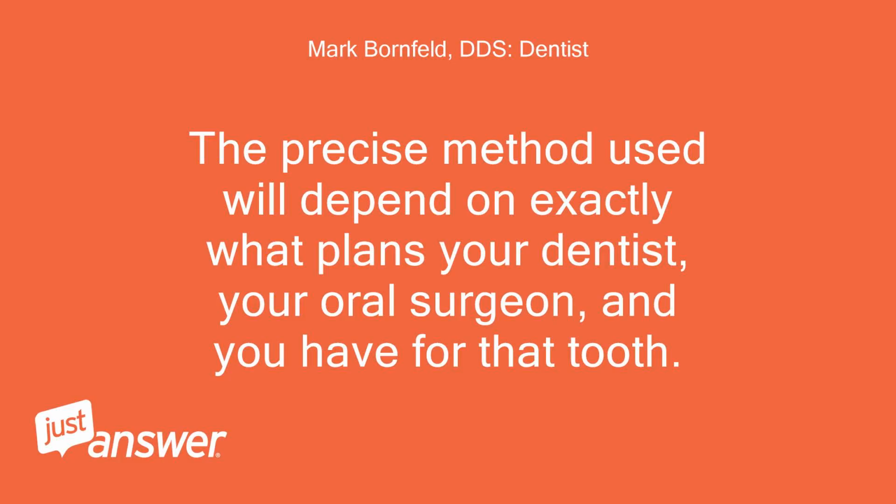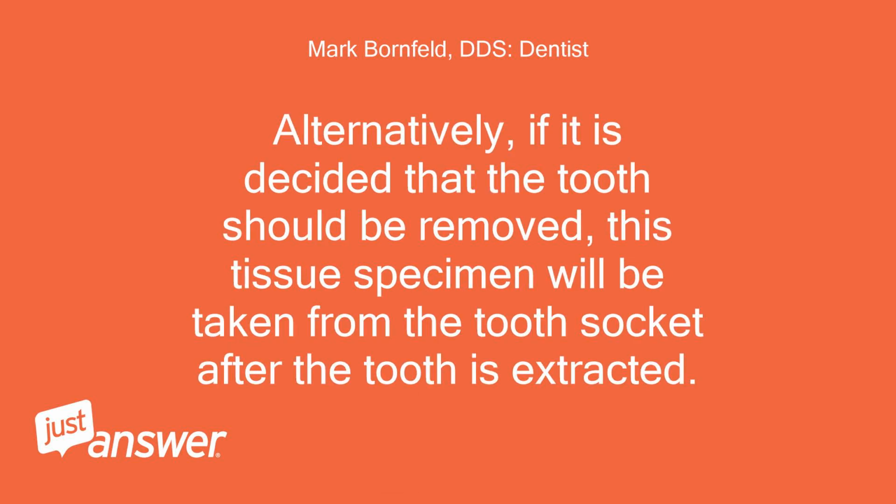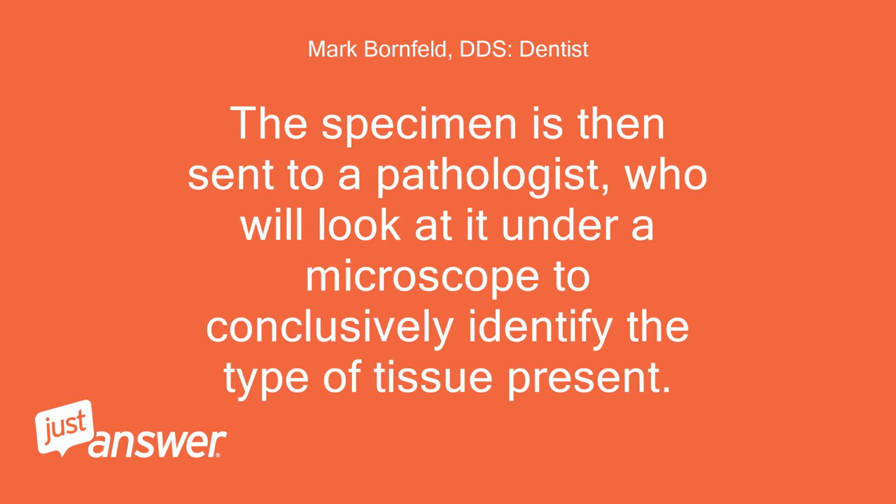The precise method used will depend on exactly what plans your dentist, your oral surgeon, and you have for that tooth. For example, if the previously described apicoectomy is performed, some tissue will be saved in the course of cleaning the root tip. This area is directly accessed through an incision in the gum. Alternatively, if it is decided that the tooth should be removed, this tissue specimen will be taken from the tooth socket after the tooth is extracted. The specimen is then sent to a pathologist, who will look at it under a microscope to conclusively identify the type of tissue present.